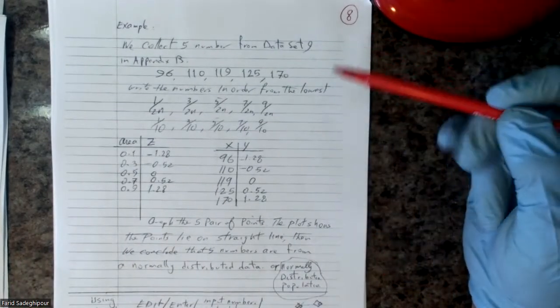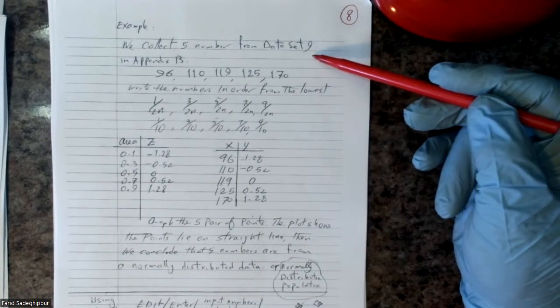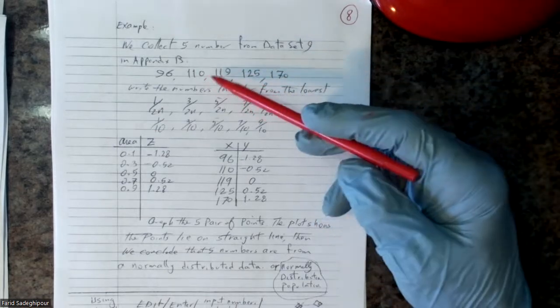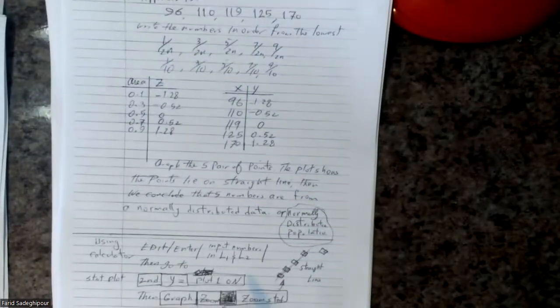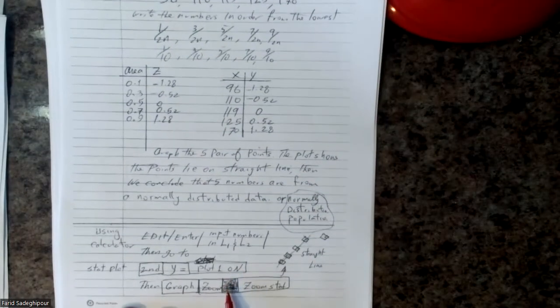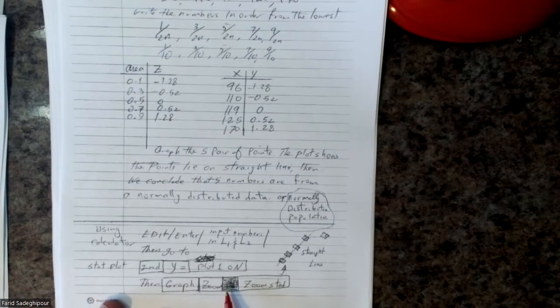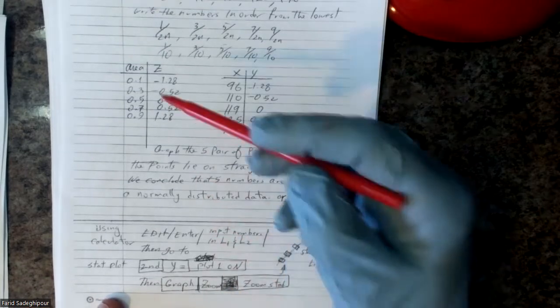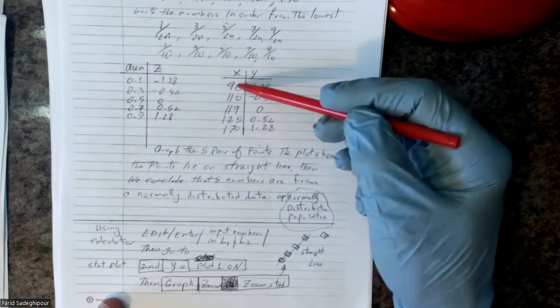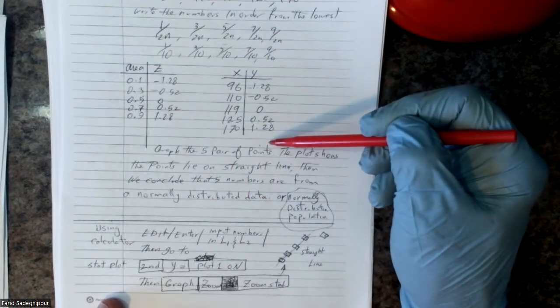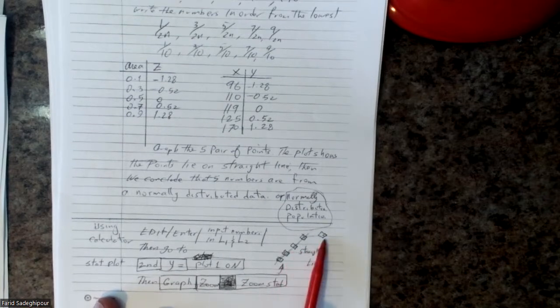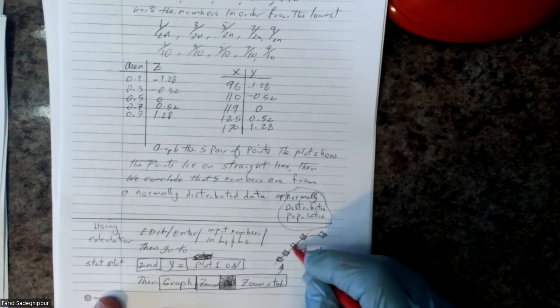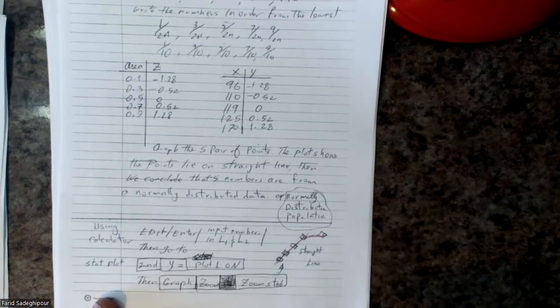This is another example, again from data set number 9. We collect 5 numbers. Now, if you want to use your calculator to graph, this is how to do it. You put these numbers in L1 and these in L2, and that will give you all the points. Then you see whether they are on a straight line or not.